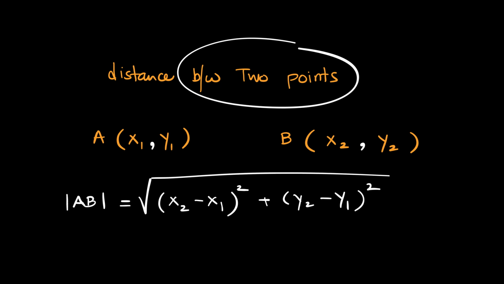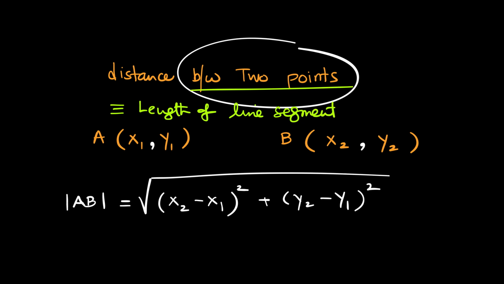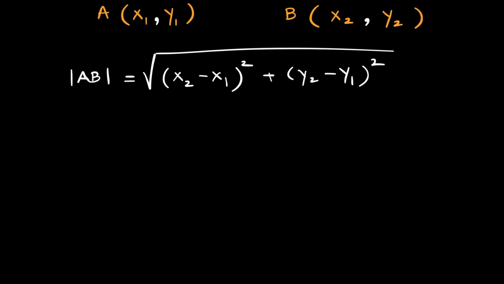We should also know that distance between 2 points is the same thing as length of line segment. That is a piece of the line. Length of line segment AB. Now let's apply this knowledge with vectors.